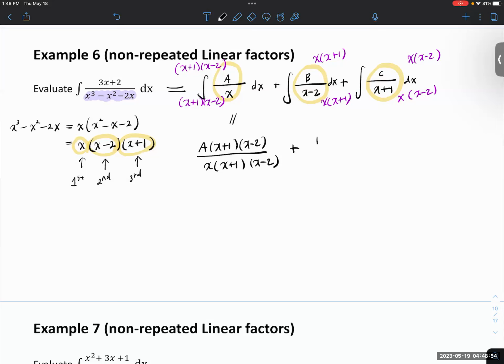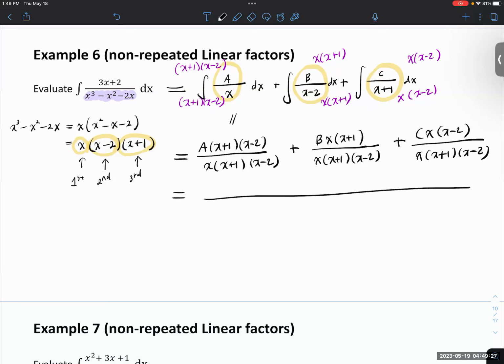Second fraction, b over, I'm going to omit the integral symbol for a second. So let's organize all the information first. b times x, x minus 2, all the same common denominator. Third fraction, c times x, x plus 1. So now you can add them up because we have a common denominator: x, x plus 1, x minus 2. So you're going to do the distributive property.